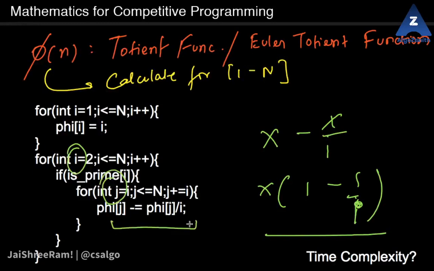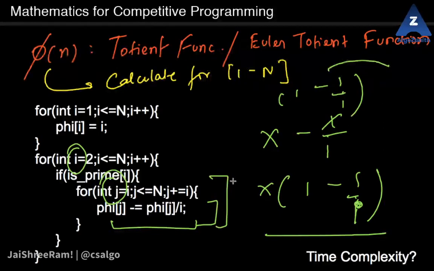So we have to apply the factor 1 minus 1 by i to j's phi. That's what we are doing over here, and this will create the phi for all the numbers that are multiples of i. So it will add the contribution of 1 minus 1 by i to all the multiples which contain i, right? Similarly for other primes as well. So this will actually calculate the totient value for all the numbers in the range 1 up to n. Make sense?